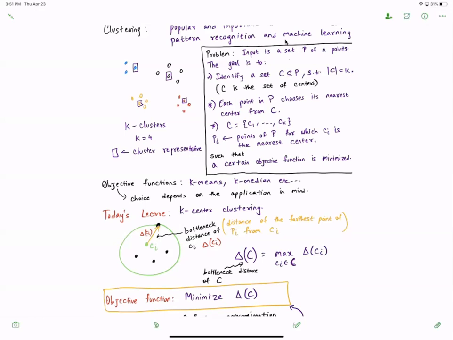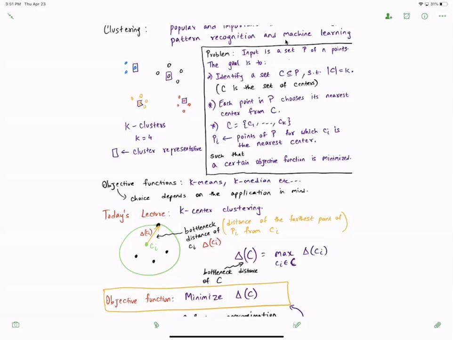Okay. So now what's the goal in k-center clustering? The objective function is to basically minimize delta of C. Right? We want to minimize the maximum complaint any point can raise.